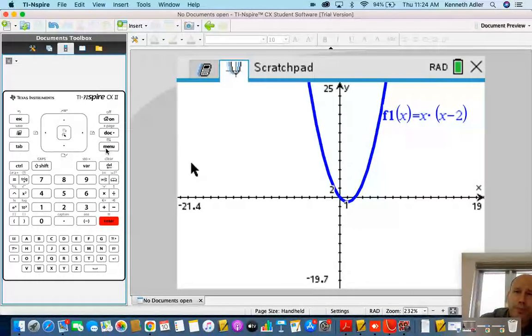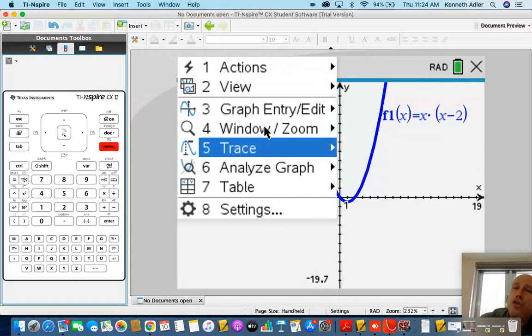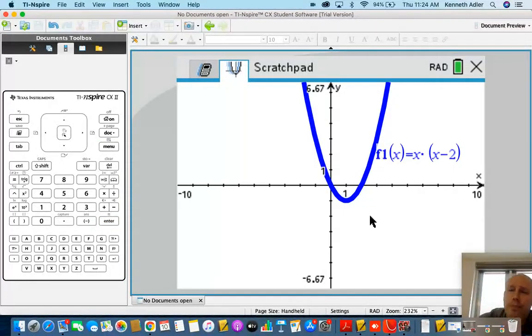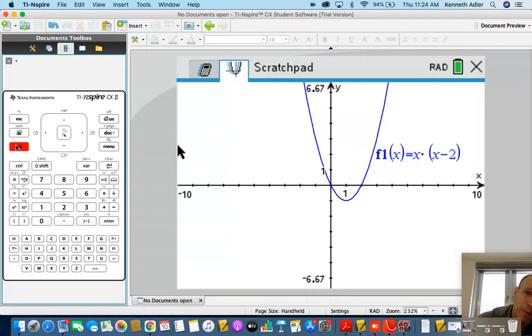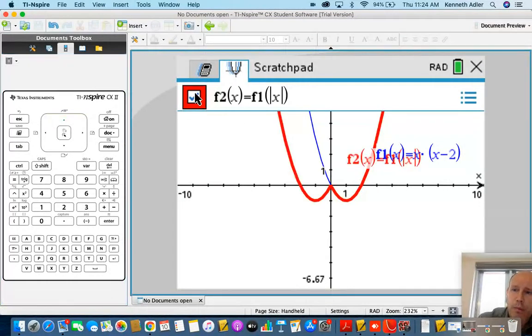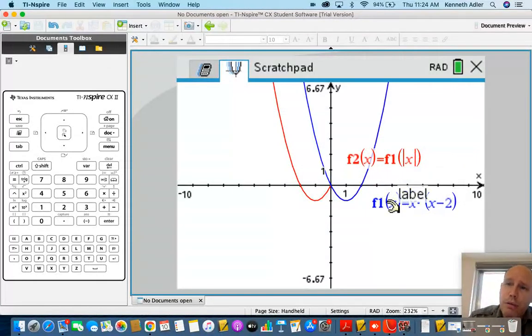First of all, menu, zoom. I'm going to put my window back to standard because I want to get in there. Now, let's see what happens when I take those x values and replace them with absolute values of x. Is everyone ready for the excitement? What happened when we replaced the x with absolute value of x?